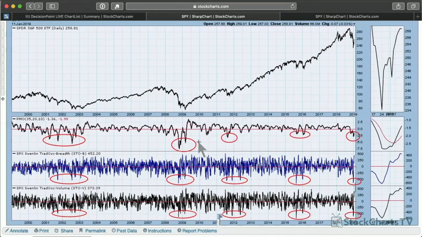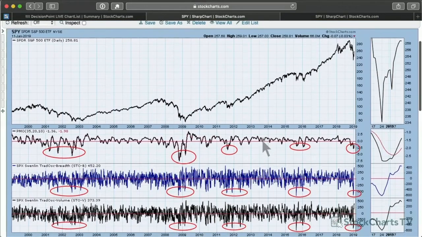One thing I was noting as well is that when we finally did hit these ends, a lot of them ended with positive divergences. And so that's something else we might want to look for. But the point being is that yes, we did have a recently very oversold reading on all these indicators, but it's just the beginning of putting in a bottom.